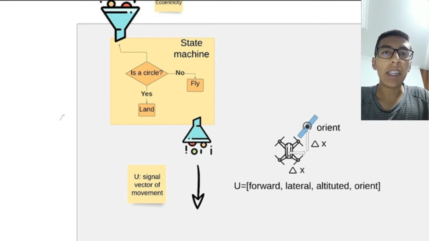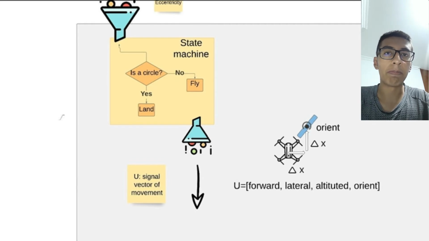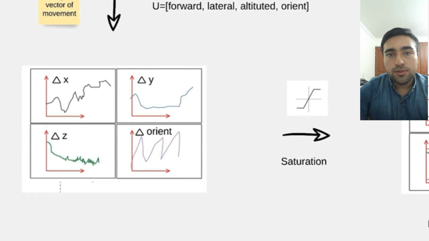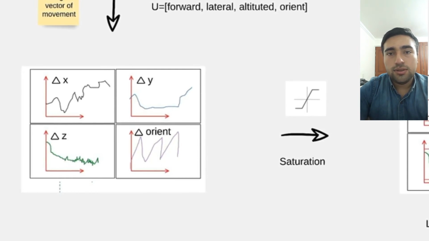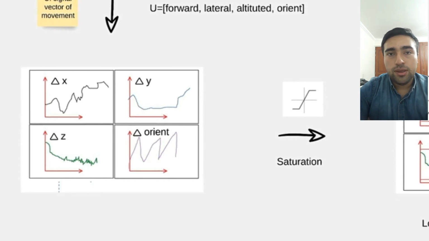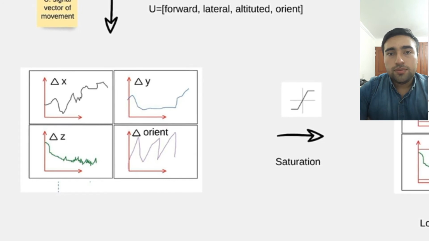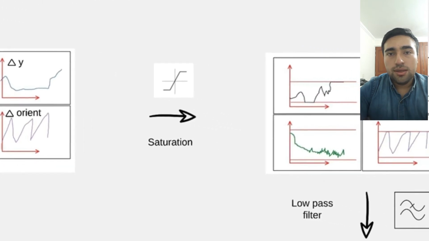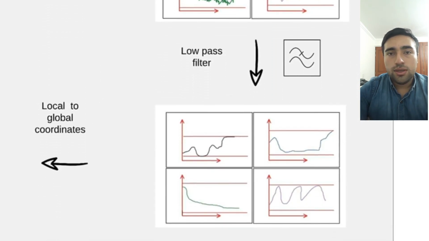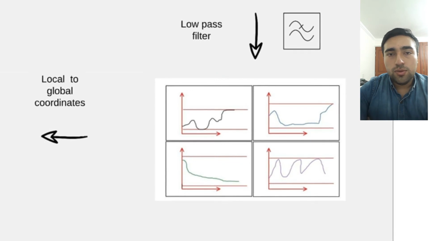Also, we created a state machine which allows us to know if we have to keep moving the drone or if we have reached the target. The signals from the vector of movement are very noisy, unpredictable, and can have a lot of discontinuities. Therefore, a process needs to be made in order to clean them up. First, a saturation is applied in order to set a lower and an upper bound. Then, a filter is used in order to smooth out the discontinuities and reduce the noise.